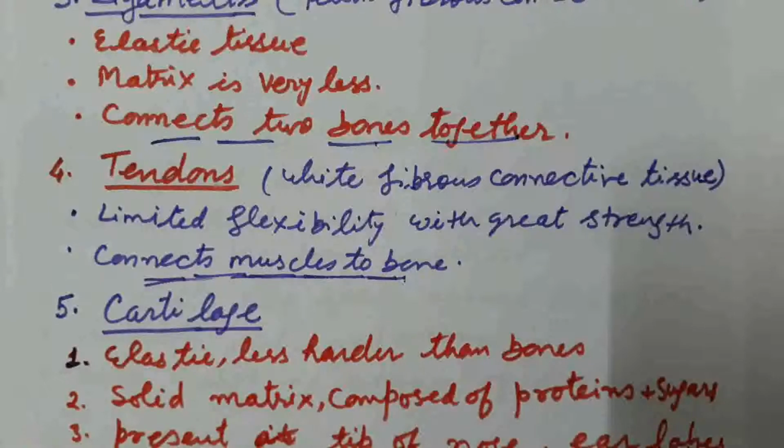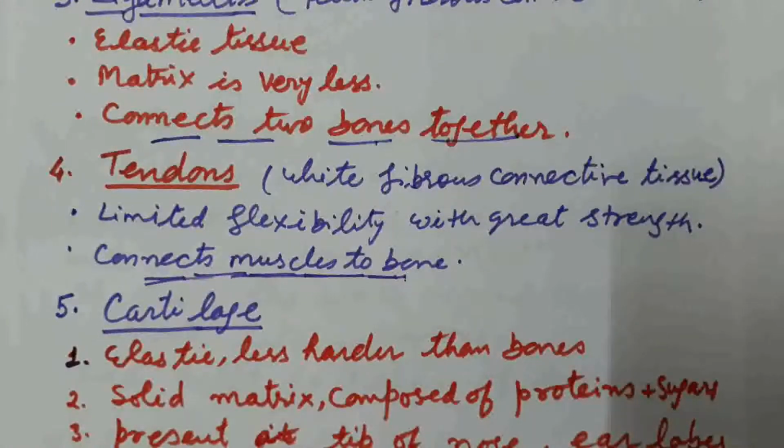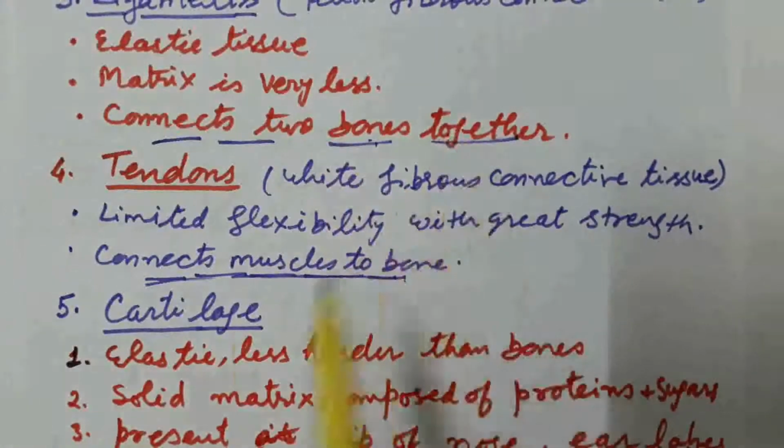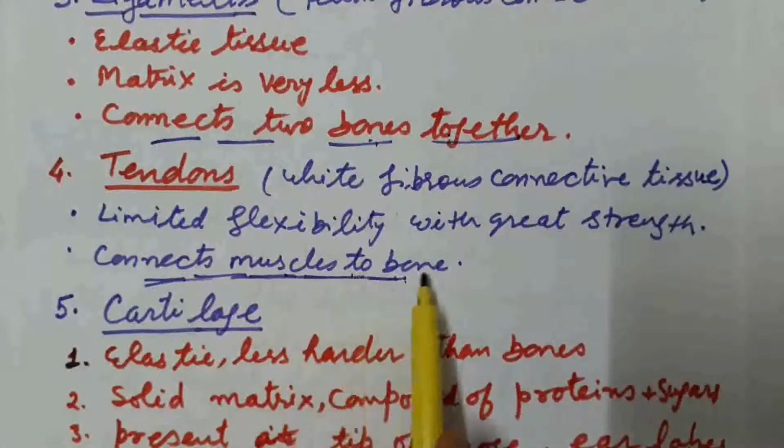There is always confusion about the function of ligaments and tendons, and that is why it is asked in exams. Ligaments connect the two bones together and tendons connect the muscles to bones.